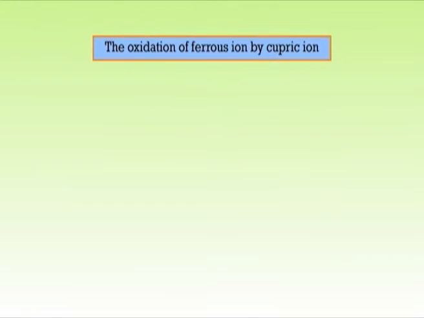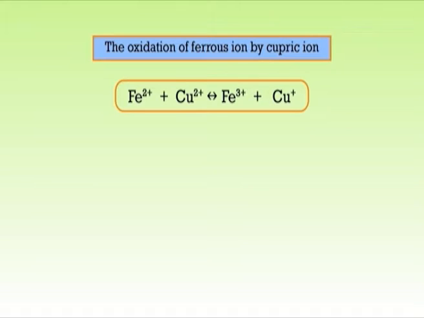Oxidation-reductions can be described as half reactions. Although oxidation and reduction must occur together, it is convenient when describing electron transfers to consider the two halves of an oxidation-reduction reaction separately. For example, the oxidation of ferrous ion by cupric ion: Fe2+ plus Cu2+ gives Fe3+ plus Cu+. This can be described in terms of two half reactions.